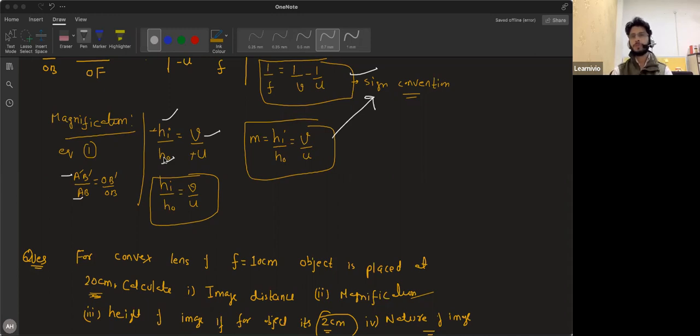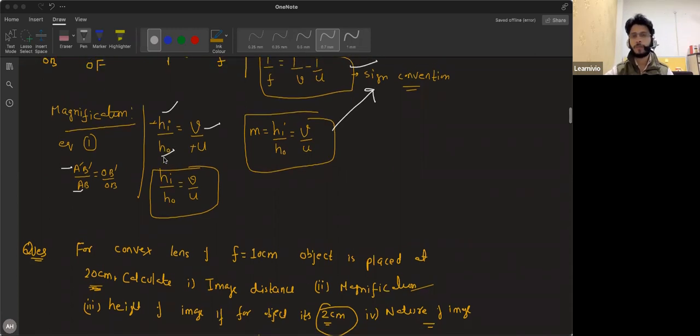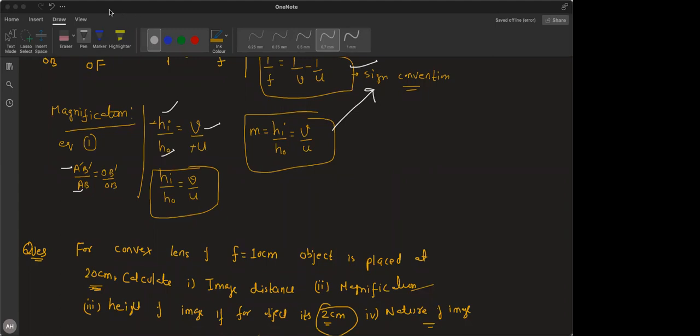So nature of image means real or virtual, inverted or erect, magnified or diminished. This is what you have to decide in the nature of image. Do it, please. A very simple application based on lens formula. Do it and write your answer in the chat room.